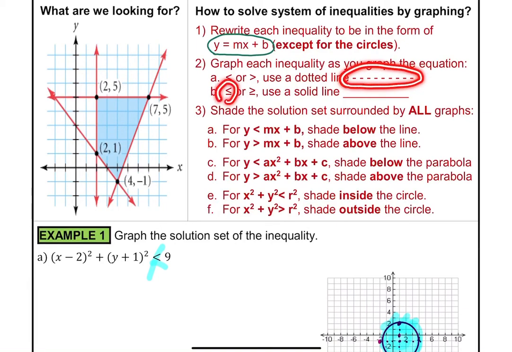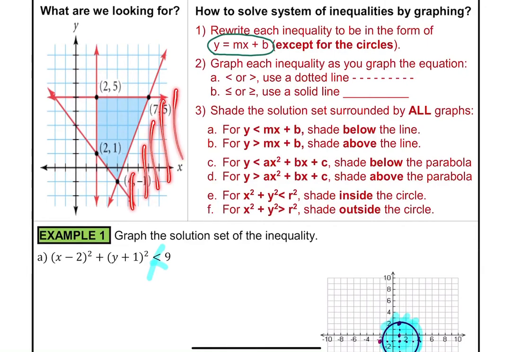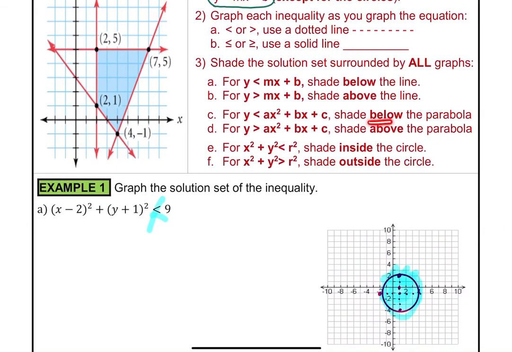If it is less than or equal to or greater than or equal to, then we use the solid line there. And again, as I said earlier, if y is less than mx plus b, then it is going to be shaded below the line. It is going to be below that line, right? And if it is greater than, it is going to be above that line. In the case of a parabola, y less than ax squared plus bx plus c, again we're going to shade below the parabola. In the case of y greater than, it's going to be above the parabola.